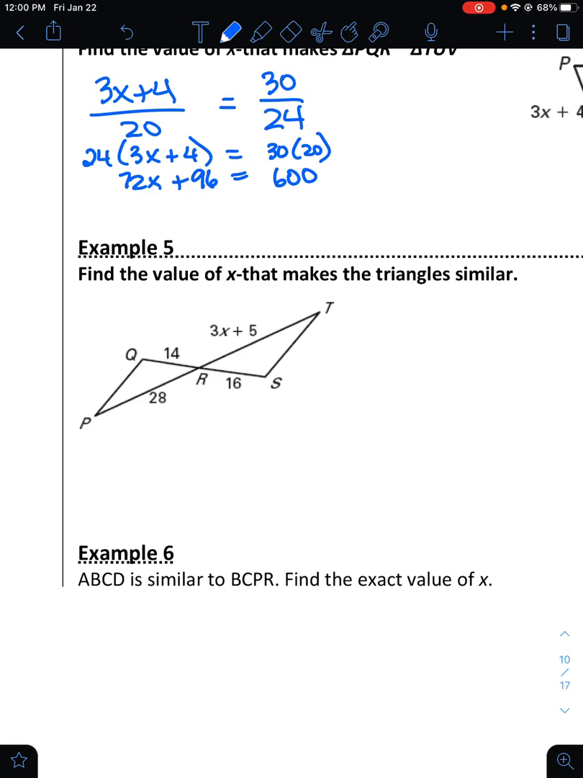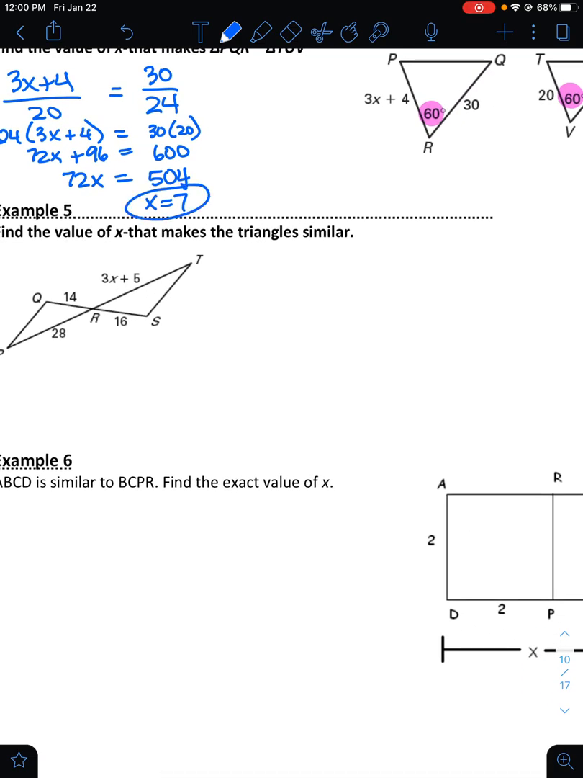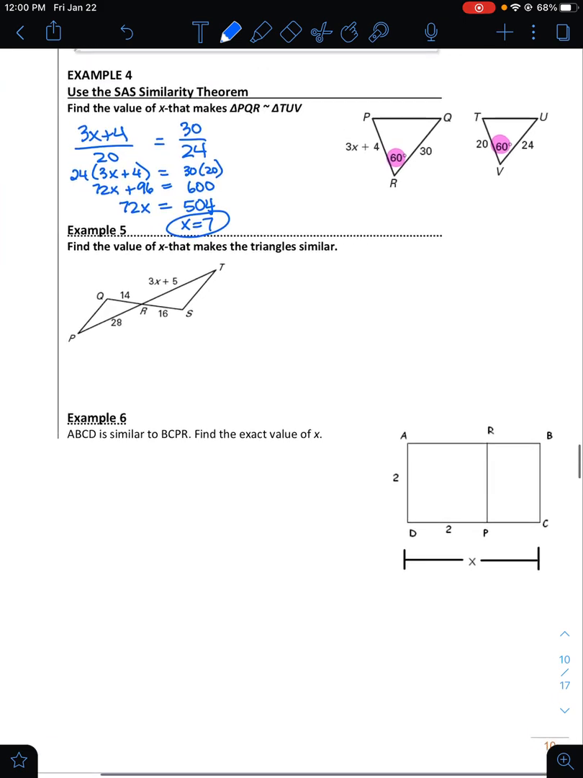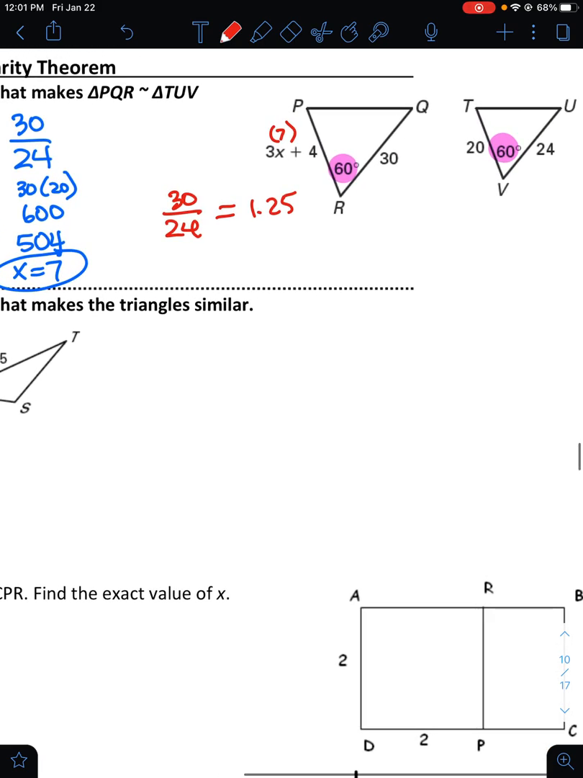I'm going to take out 96, so subtract 96 from both sides. It gives me 504. So 72x equals 504, and then divide by 72, and I get x equals 7. Now, you can check this. If I go back to my 30 over 24, you can either reduce it or divide it out. I'm going to go ahead and divide it out and get 1.25, because all I'm going to do is check. When I plug 7 in here for x, and I put the sides in a ratio, do I get 1.25?